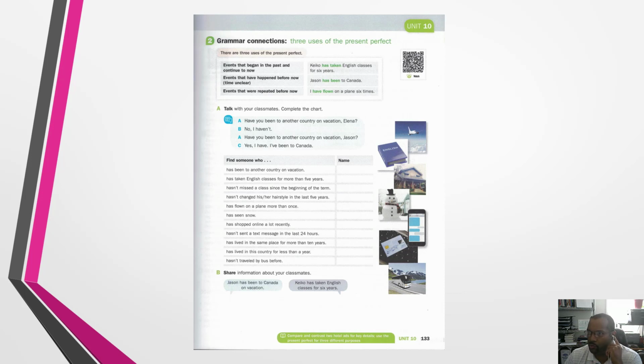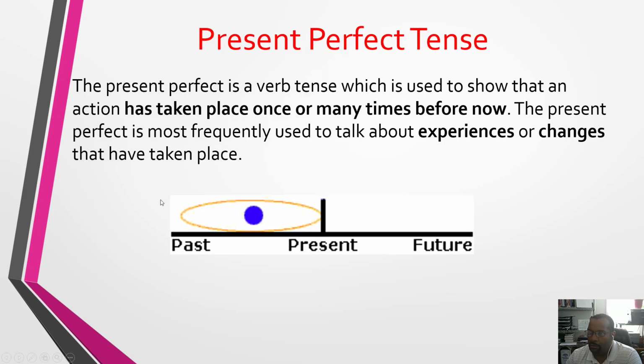rewind a little bit and let's remind ourselves what the present perfect tense is. We've covered so many different tenses in this unit and in level 3 that now that we're at the end, it's kind of hard to remember exactly what some of these tenses are. So let's look at present perfect tense again. All right.